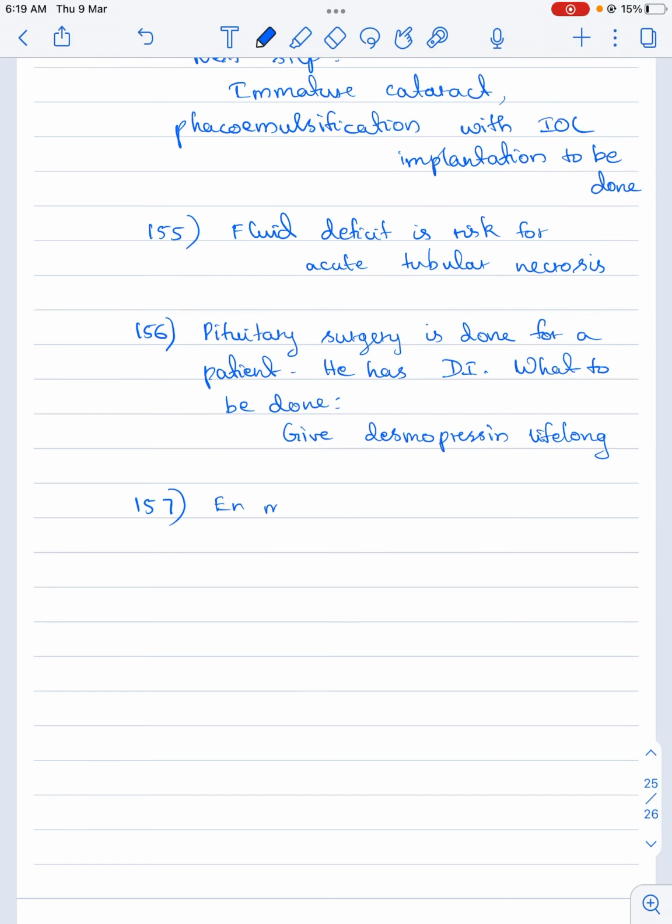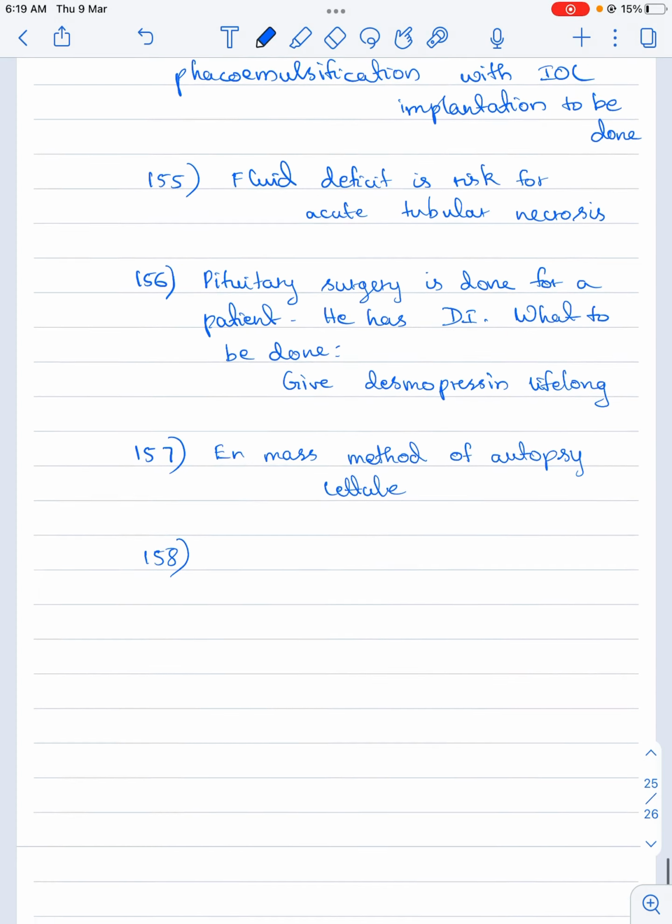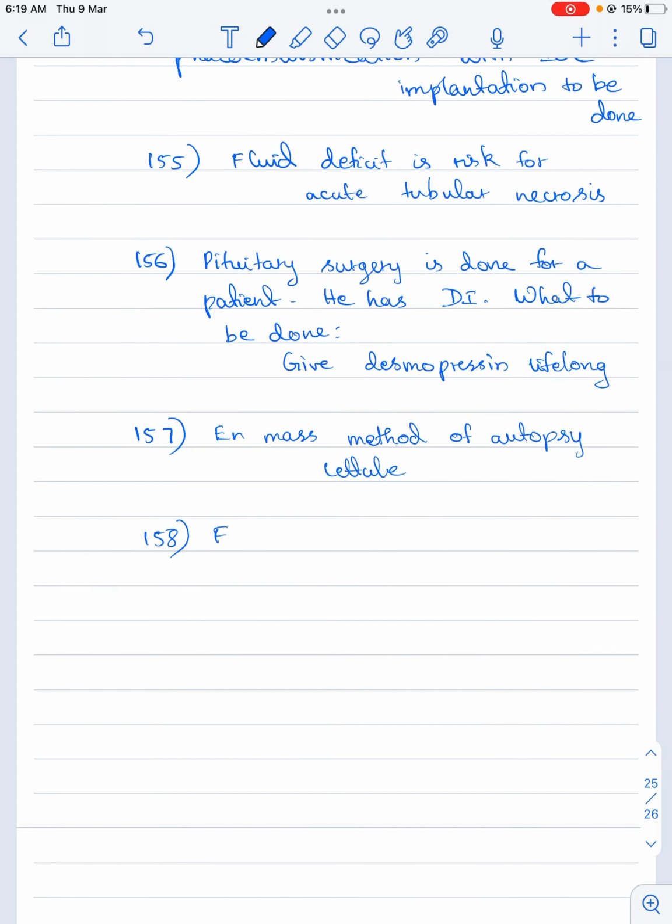Method of autopsy. Answer to this is Letulle's method. Is the commonest used method also. Next one.